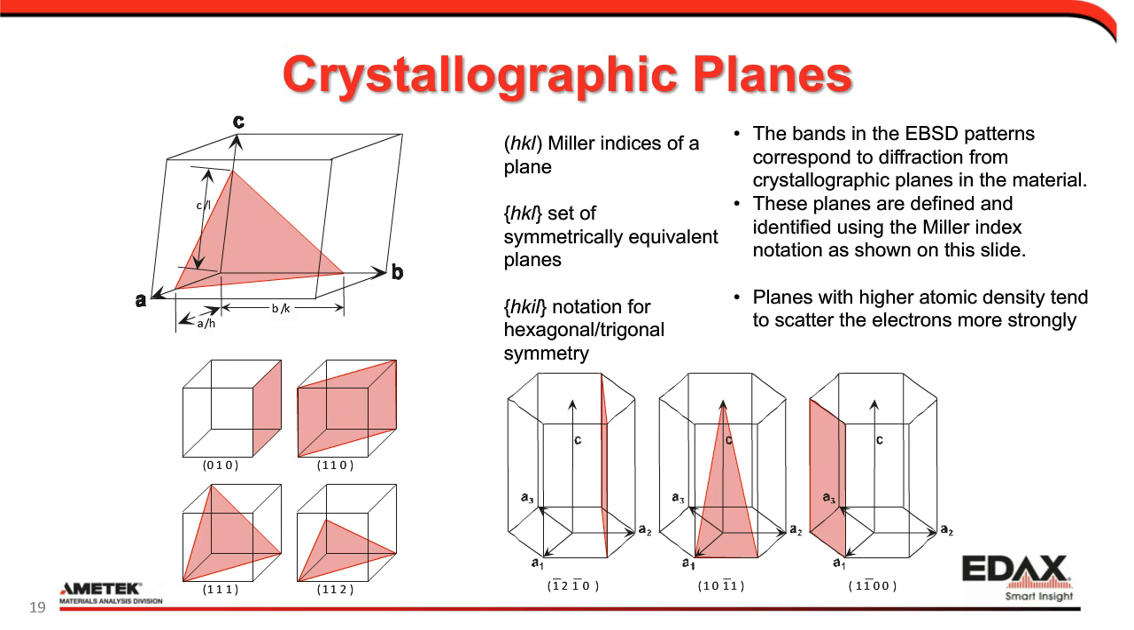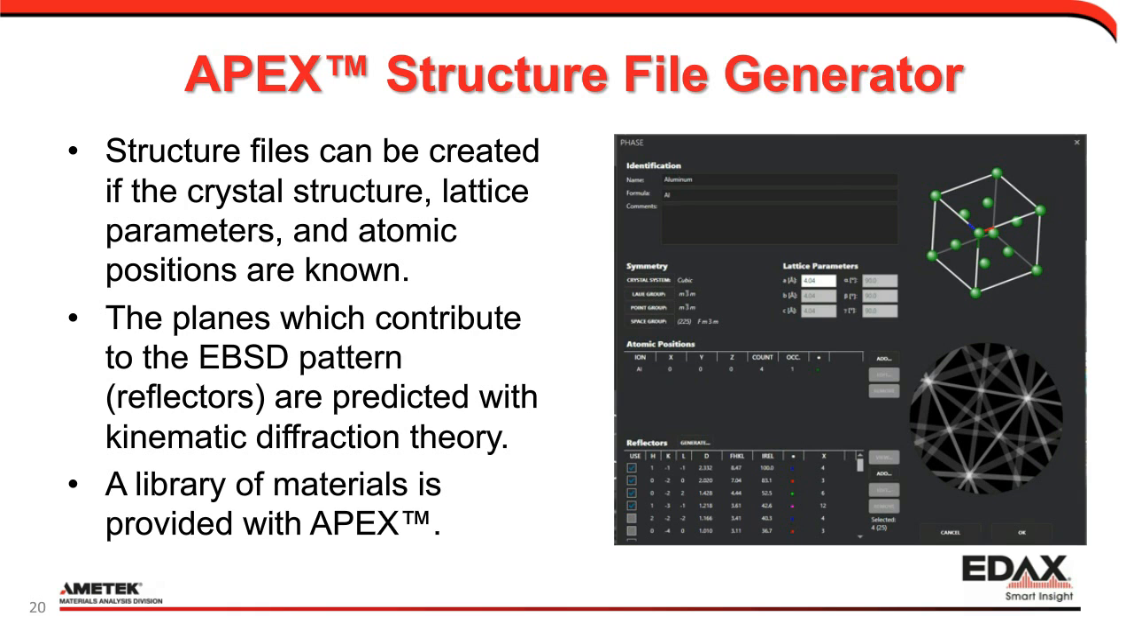And so to be able to do that, we have a couple of tools in APEX. First, we have our structure file generator. This is a tool that allows us to create what we call a structure file or a material file that contains the crystallographic structure, the crystallographic symmetry. It contains the lattice parameters, and it contains the strongest list of diffracting planes, which we call reflectors. So with this tool, we can predict those planes using kinematical diffraction theory.